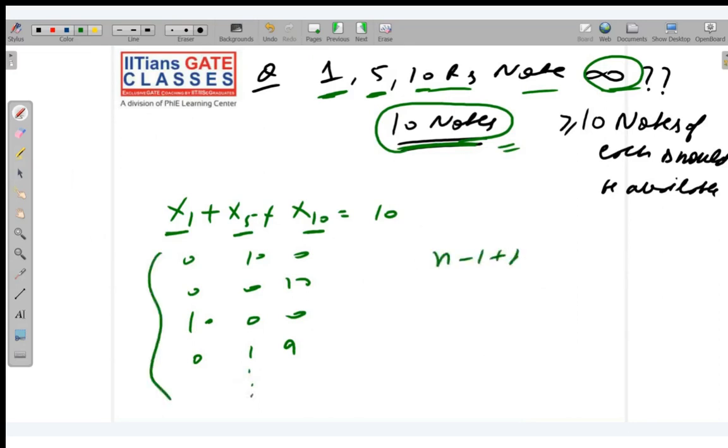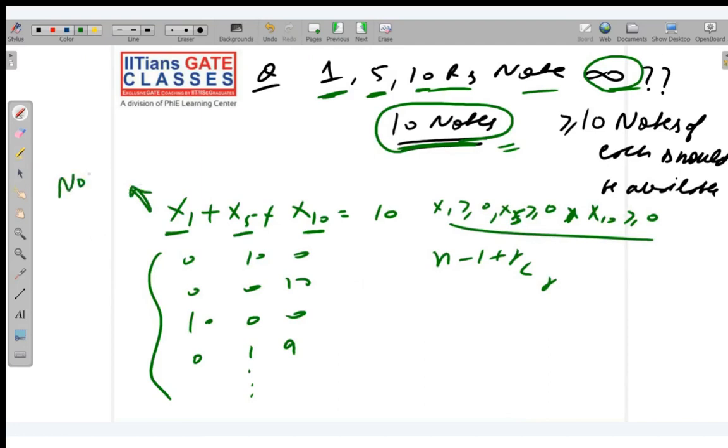Same: (n minus 1 plus r) C r. And what should the constraint be? x1 greater than or equal to 0, x5 and x10 greater than or equal to 0. So non-negative, we should say like this: non-negative integral solution. Non-negative integral solution is what we want.